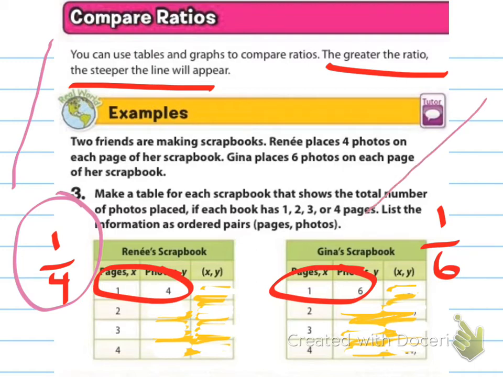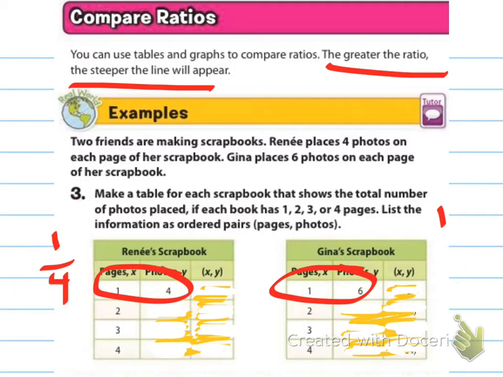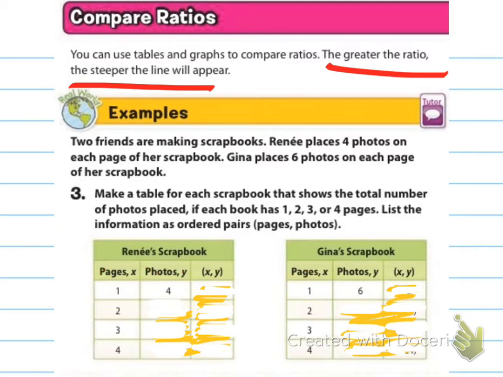Steep means, like, think about a hill. If it's a really steep hill, it means it practically drops straight down. If it's not very steep of a hill, then it's not very angled. So that's what steepness means, angled or not angled. Okay, so steeper is the greater ratio. And remember, ratios we can think of as fractions. So whichever the bigger fraction is the steeper line.